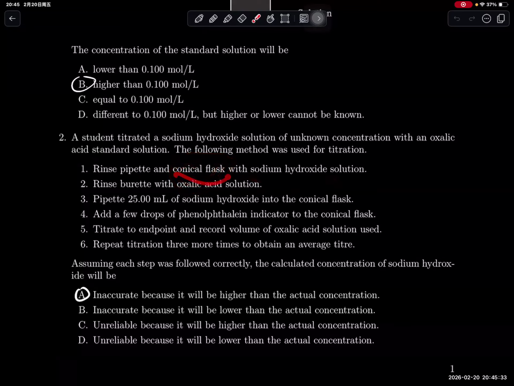This is bad. The conical flask can only be rinsed with water. This is rinsing with sodium hydroxide, so that means we need to take in more volume to reach the endpoint. So we end up getting an inaccurate result, because it would have a higher actual concentration, because we actually use more volume than we need, because we introduce more moles in the conical flask. Okay, so step 1 already tells you the answer.